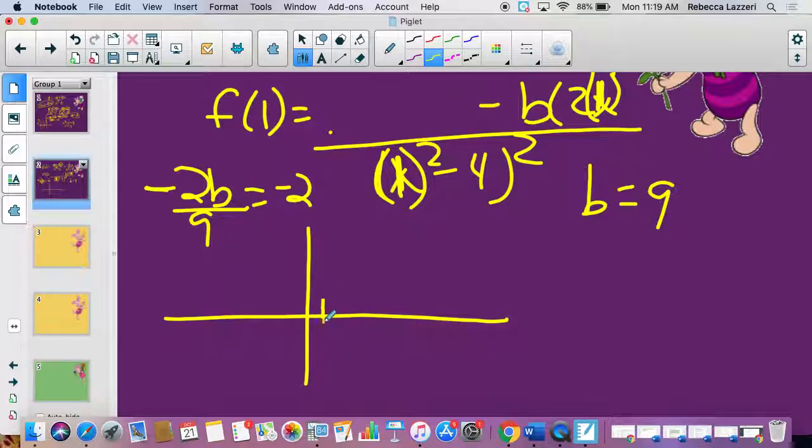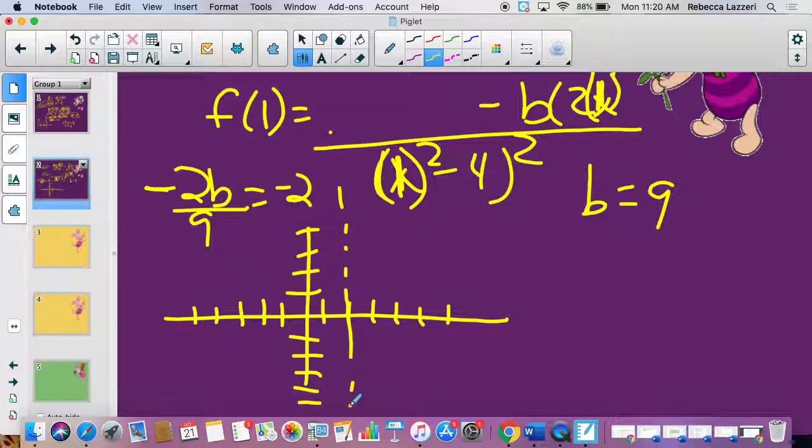Once you know b is 9, then they had actually an axis for you to draw on, which is pretty typical, where they have a place for you to draw it. If you want to count by something other than 1s on their axis, if it's not already labeled, you label it. Let them know if you're counting by 2s or 3s. We have vertical asymptotes at 2 and negative 2.